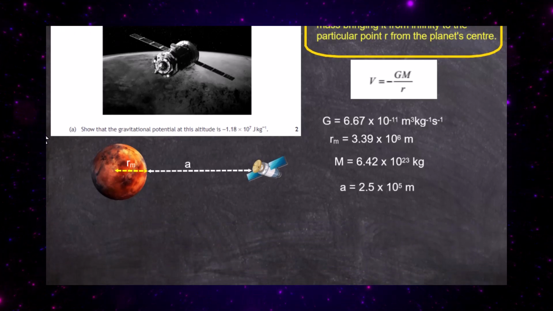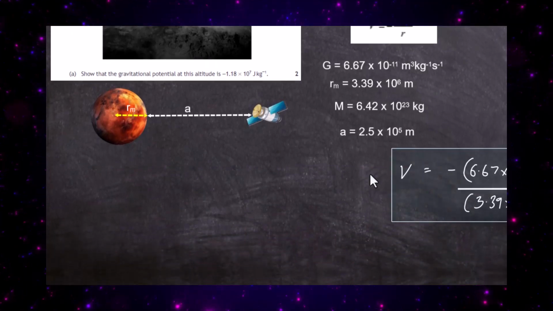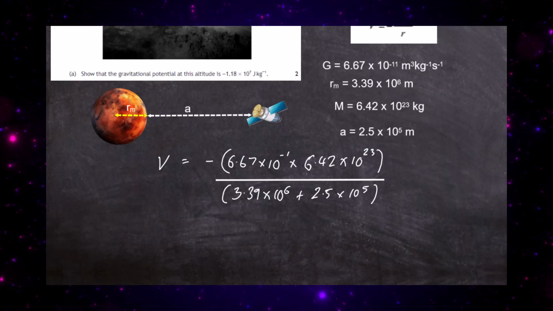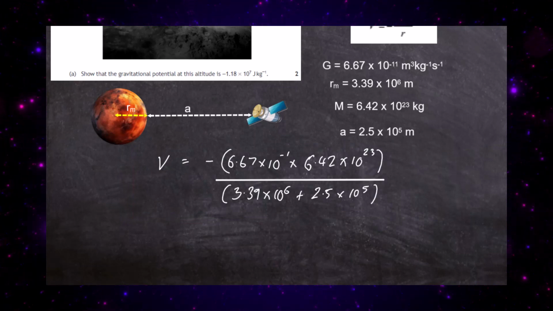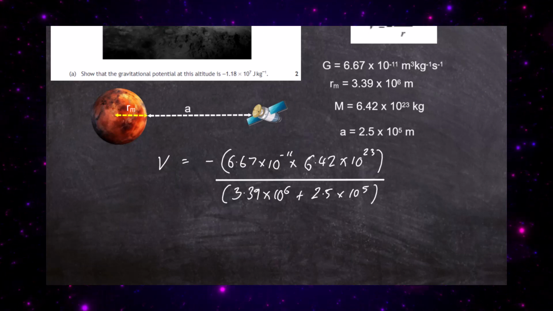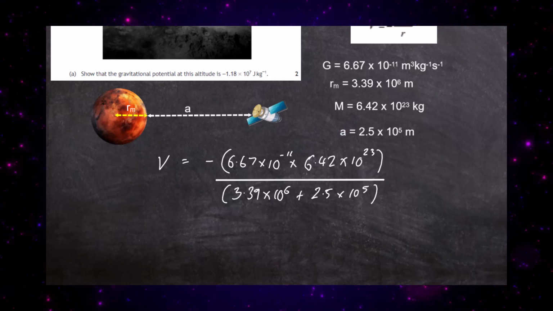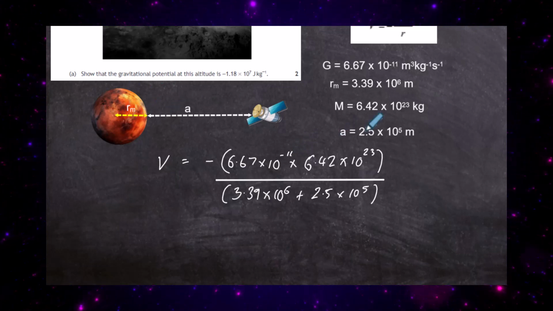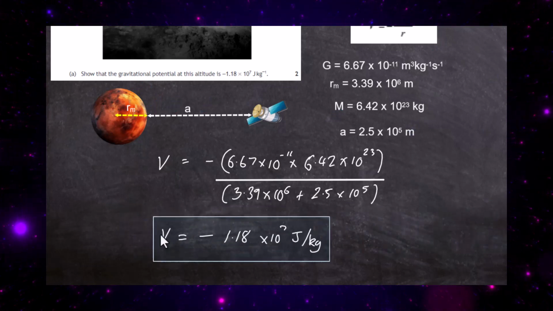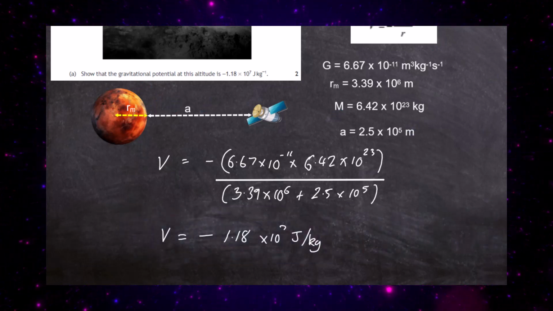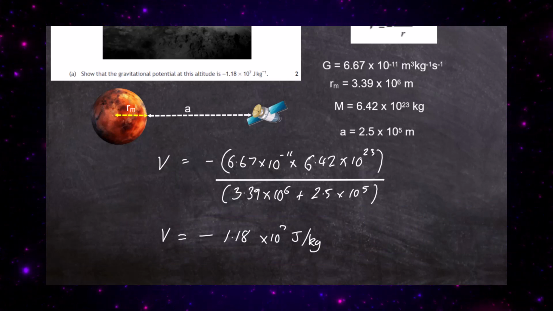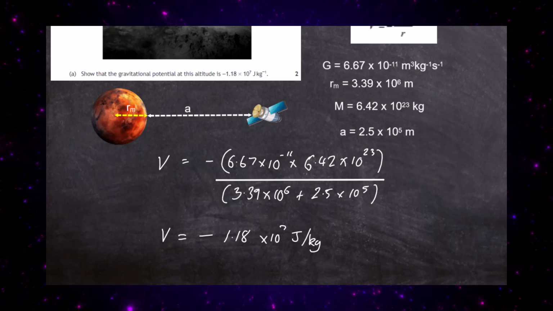So all we have to do is plug those numbers into the equation, and we get that the potential is minus 6.67 times 10 to the power minus 11 times 6.42 times 10 to the power 23 divided by, of course, the combined distances of R_M plus R_A. Now we do that in our calculator, and we end up with the value which the question has asked us to find. The potential at that point of the ERV is minus 1.18 times 10 to the power 7 joules per kilogram.